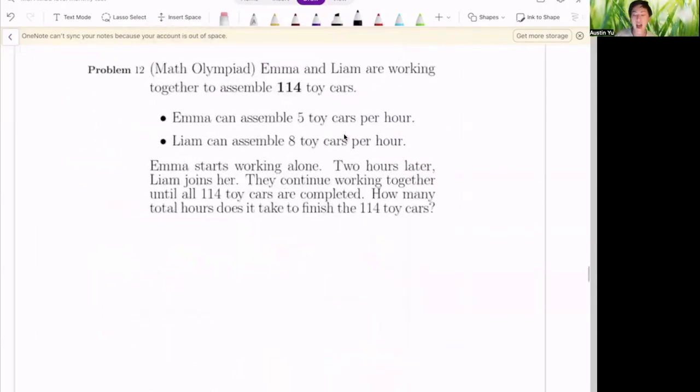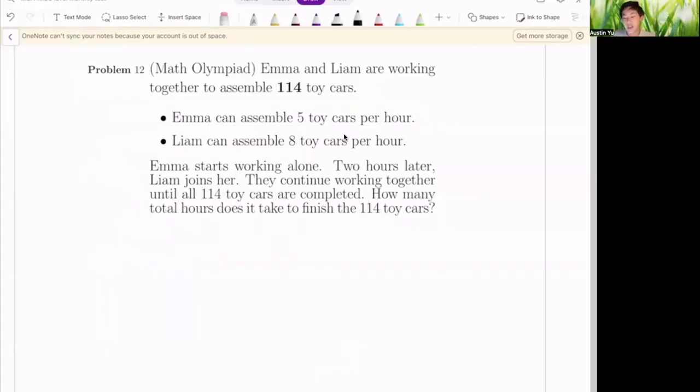Problem 12. Emma and Liam are working together to assemble 114 toy cars. Emma can assemble 5 toy cars per hour, while Liam can assemble 8 toy cars per hour. Emma starts working alone. 2 hours later, Liam joins her. They continue working together until all 114 toy cars are completed. How many total hours does it take to finish the 114 toy cars?